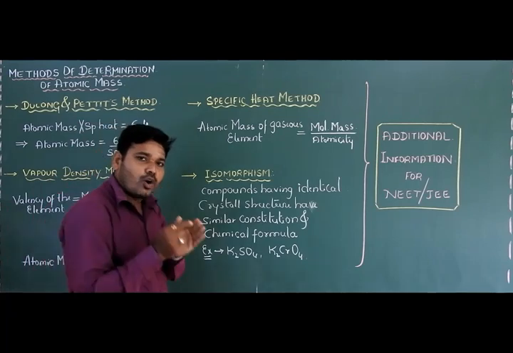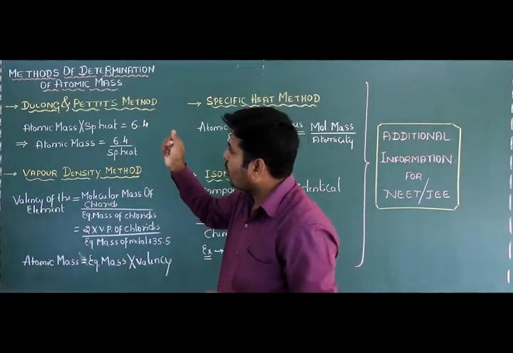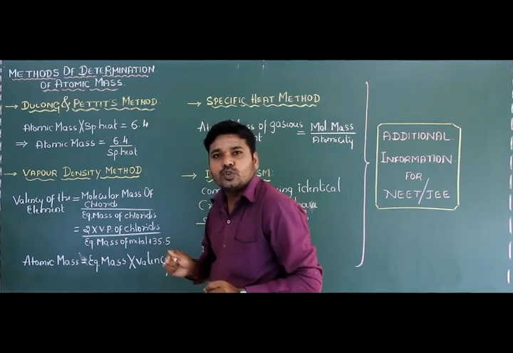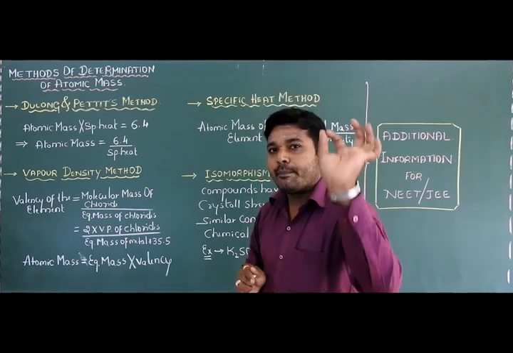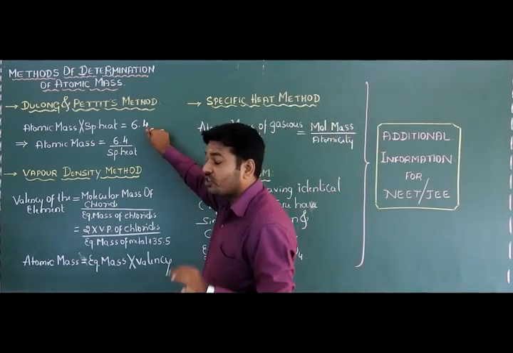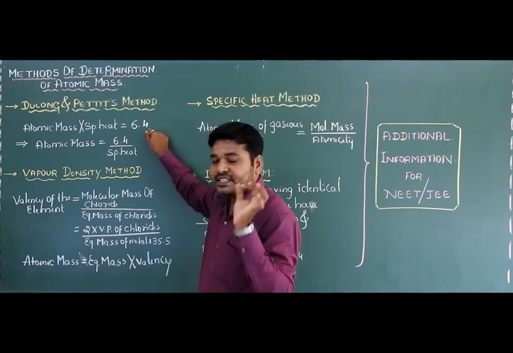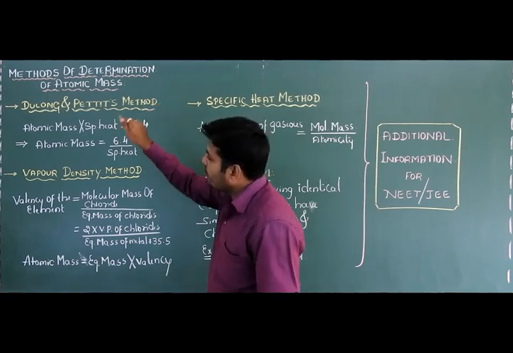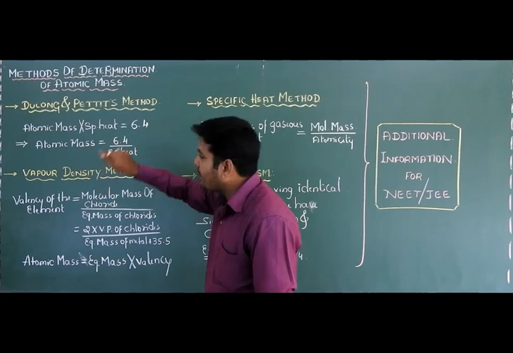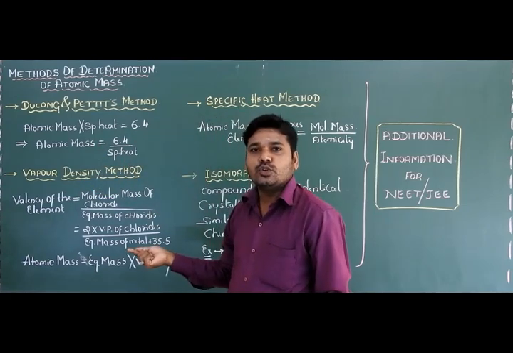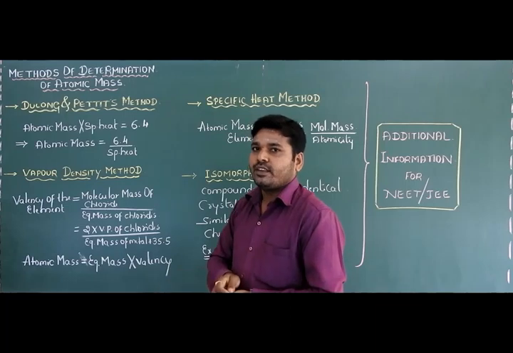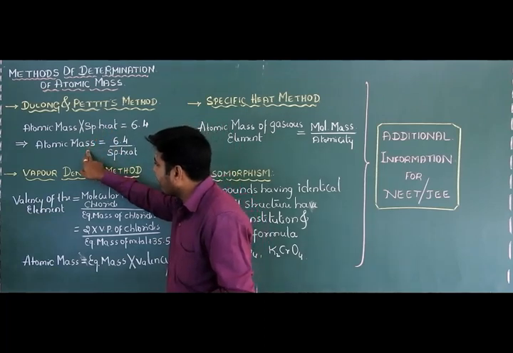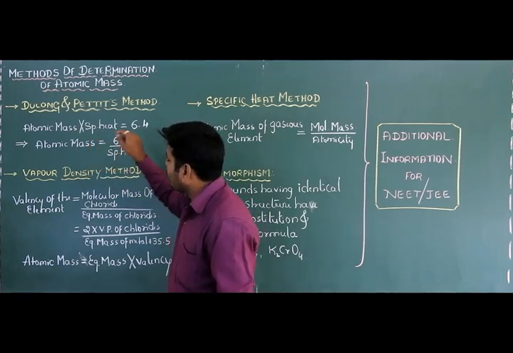According to this Dulong and Petit's law, the atomic mass into specific heat is equal to 6.4, the approximate value 6.4. This is the main important formula, students. Please remember this formula. According to Dulong and Petit's method, the atomic mass of an element multiplied by specific heat is equal to 6.4. And if you rearrange this expression, this implies the atomic mass of an element is calculated by using the formula.